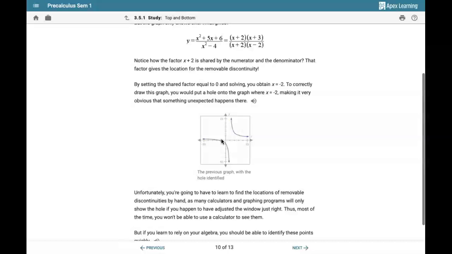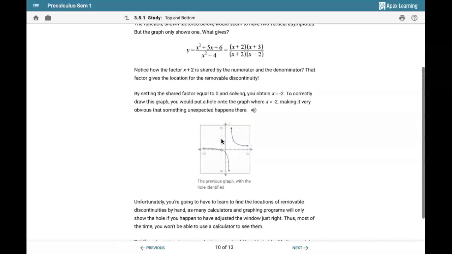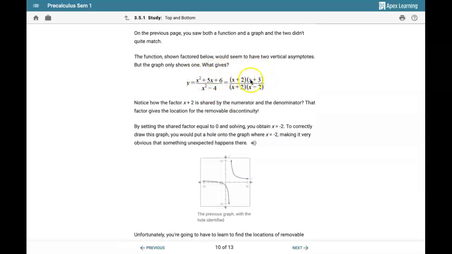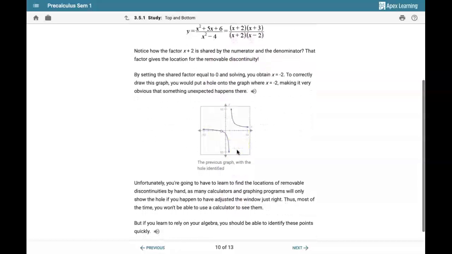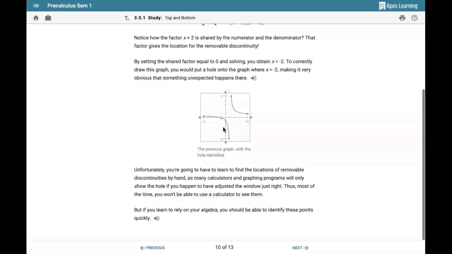And looking at the factors as well, we can tell that we have 2 vertical asymptotes, x plus 2 and x minus 2. So those are our 2. Again, we can see the one here, but the second one we can't see, but what that means is that we have this discontinuity or this hole here.